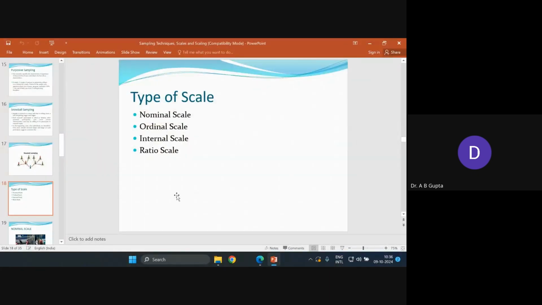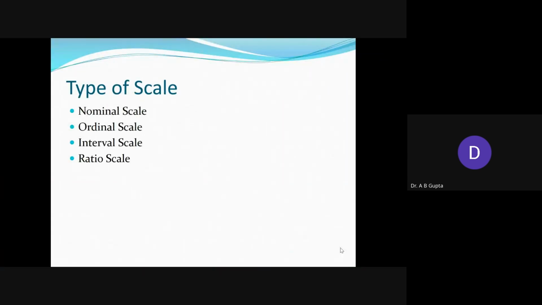Just let me correct it. It is interval scale. And the fourth one is ratio scale. So these are the scales: nominal, ordinal, interval, and ratio scale. Okay, so let us see. I will just give you a very simple example so that it is clear to you.